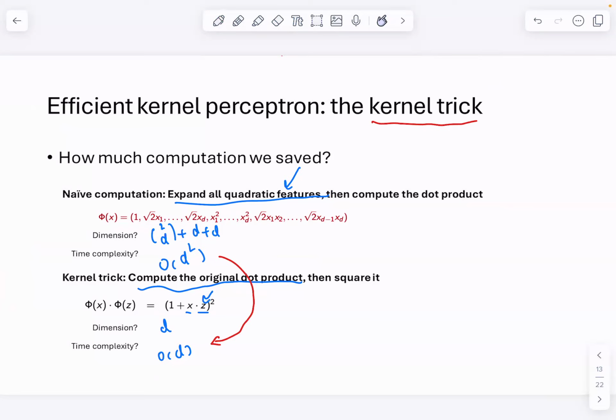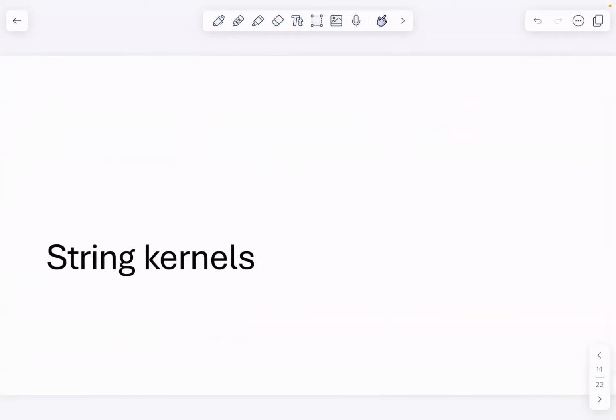And this is also true for other learning algorithms like SVM. I think we also mentioned this in the class. Okay, so that's it for the kernel perceptron algorithm.